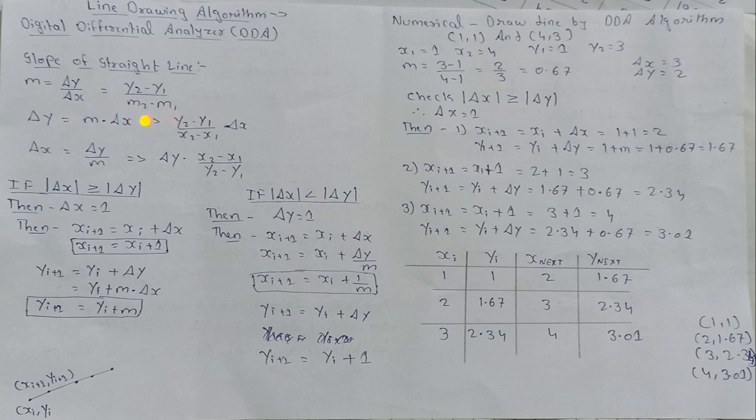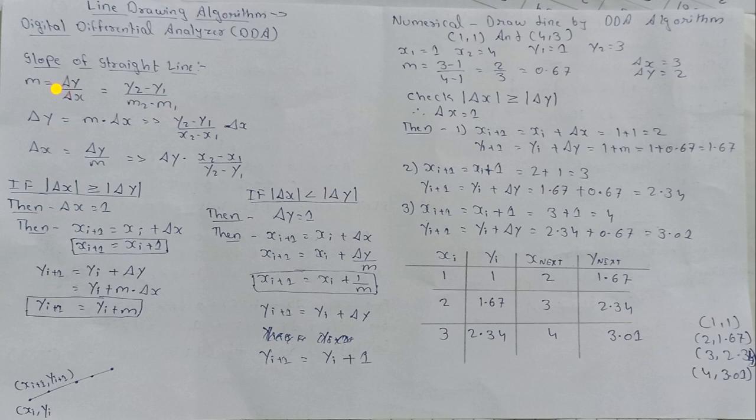See, x2 minus x1. By mistake I have written here m2 minus m1, but it is x2 minus x1. Okay, so delta y means y2 minus y1, and delta x means x2 minus x1. So m equal to delta y divided by delta x, which means y2 minus y1 divided by x2 minus x1.